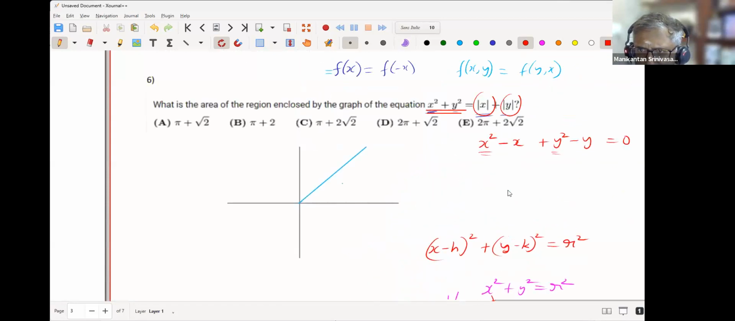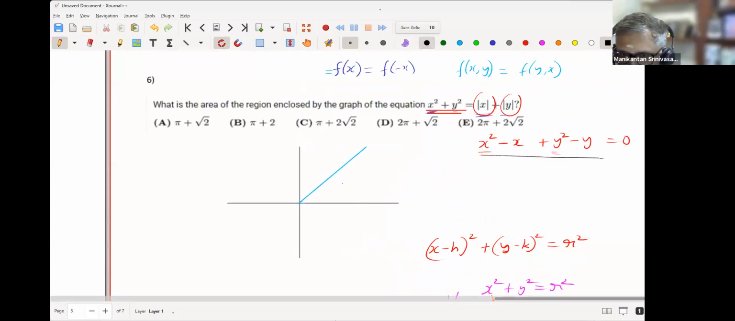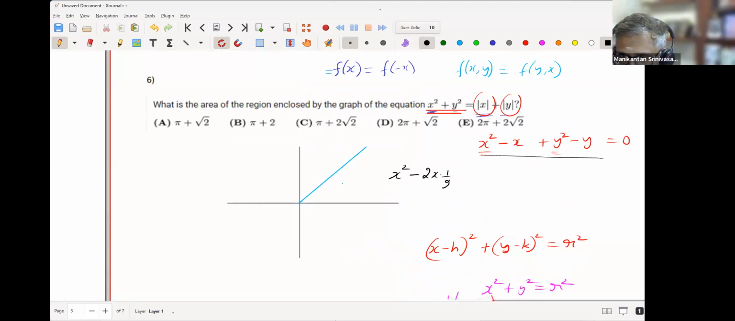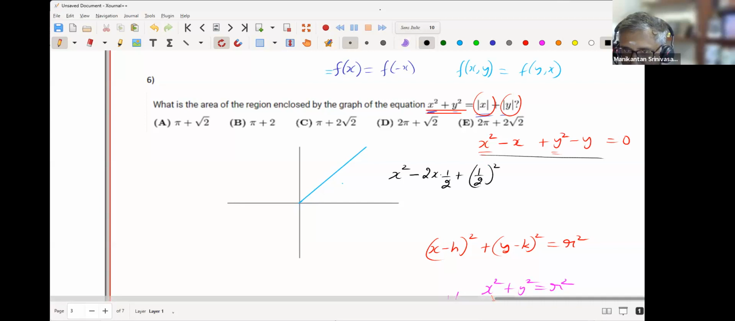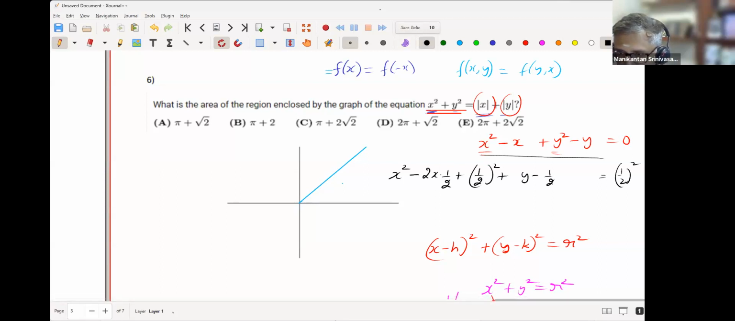Okay. Now this equation that we have up here is very similar to that. It smells very similar to that, right? So let's write it in that format. X square minus, let's complete the square by writing 2 into x into half. Completing the square, all of you know, plus half square. So that brings us to x minus half the whole square. Similarly, y minus half the whole square, right?